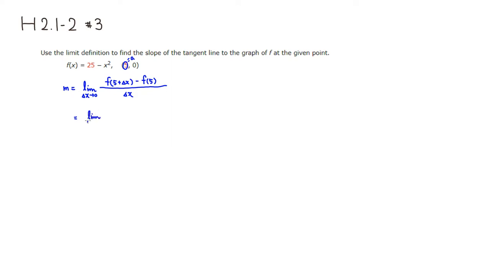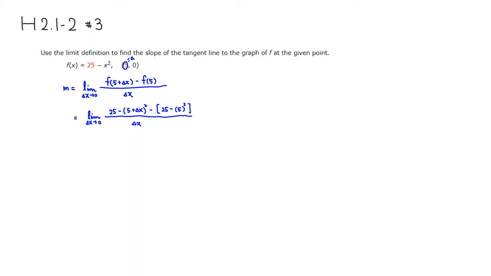So you have a limit as delta x approaches 0. Then we have f of 5 plus delta x. So we just have to replace x by 5 plus delta x. So you have 25 minus (5 plus delta x) squared, minus f of 5. So you have 25 minus x, and x is 5 now, so it's 5 squared, and all over delta x.